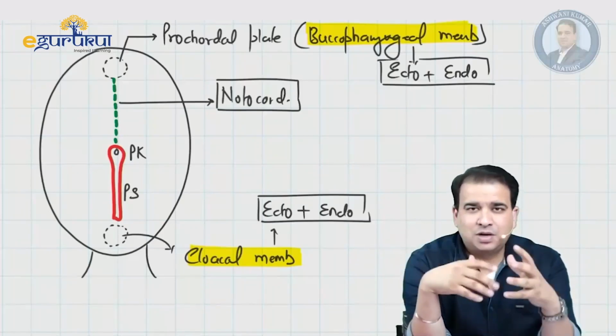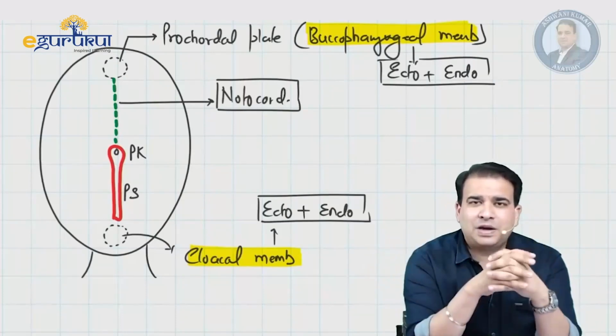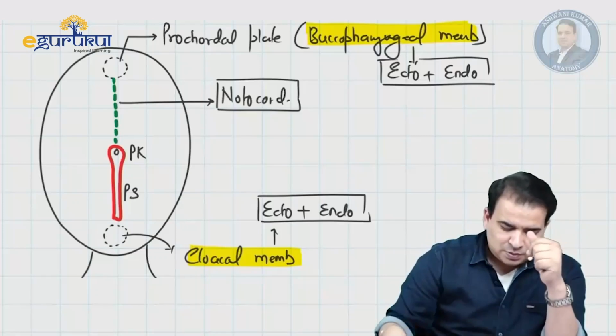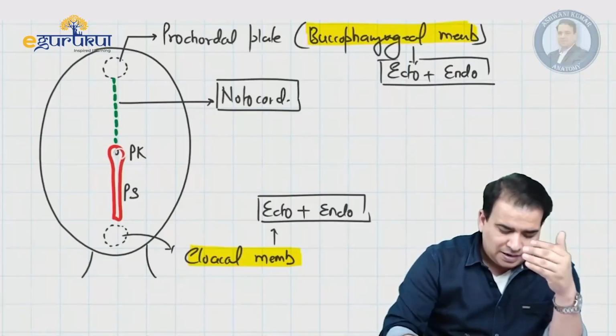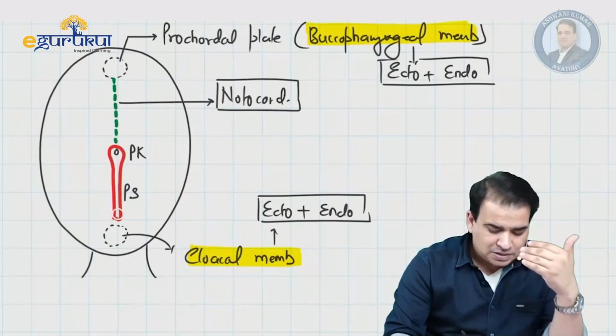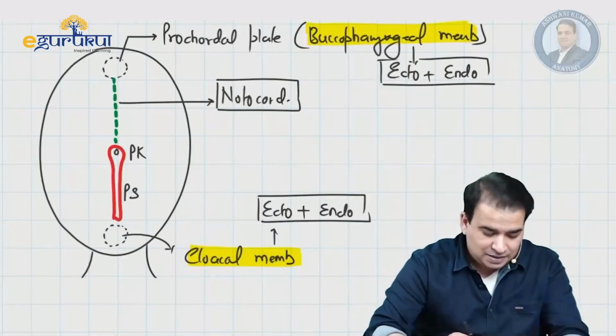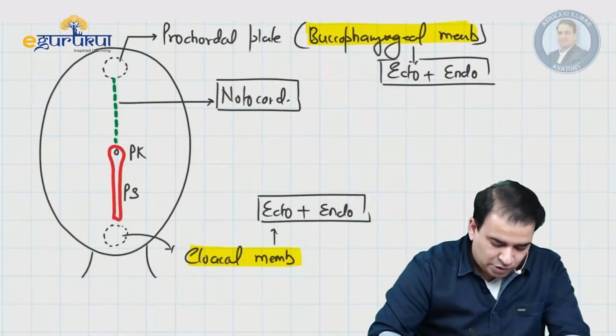Once a structure gives rise to what it is supposed to give rise to, then it disappears or just vanishes. And same is with the primitive streak. The primitive streak will disappear, and it disappears from cranial to caudal. But sometimes the caudal end of the primitive streak may persist, and that is definitely not good news. You can write it separately if you don't want to spoil the diagram.